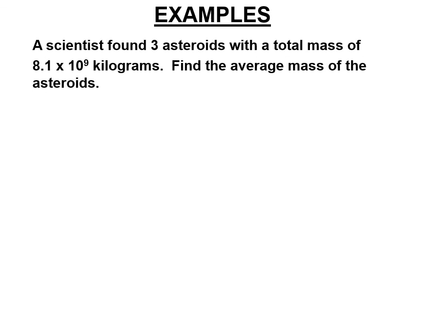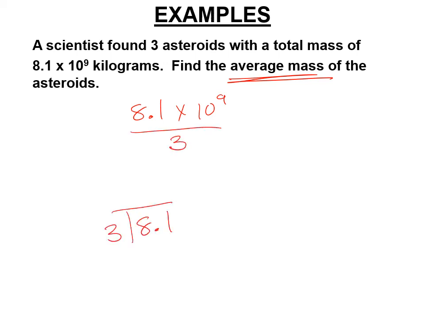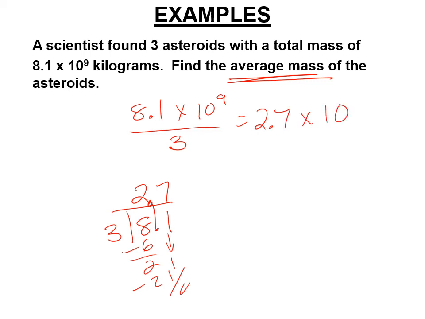Scientists found 3 asteroids with a total mass of 8.1 times 10 to the ninth kilograms. Find the average. So to find the average mass of the 3, you divide by 3. So the average mass of these 3 is that divided by 3. So we have to do 8.1 divided by 3. 3 goes into 8 twice. Remainder 2, decimal straight up, 1 straight down. 3 goes into 21 7 times, so it's 2.7 times 10 to the ninth, because there's nothing to cancel with the 9. Oh, and it's a word problem, so it's kilograms.